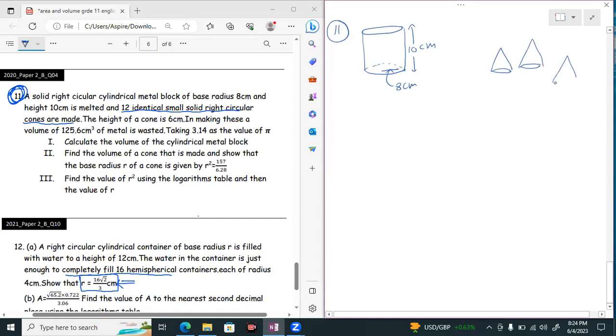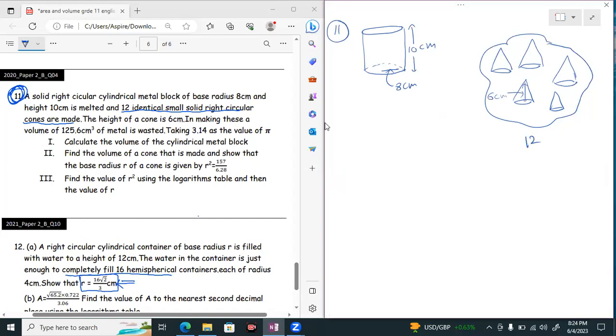Identical means equal in shape and size. 12 have been formed. The height of a cone is given as 6 centimeters. In making this, 125.6 cubic centimeters of metal is wasted.